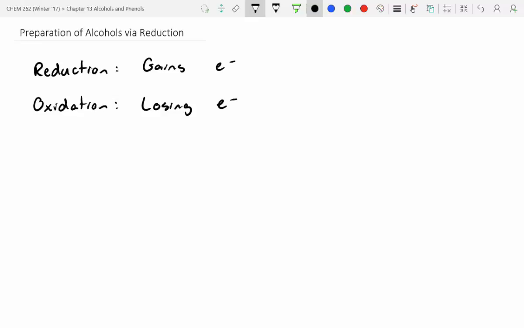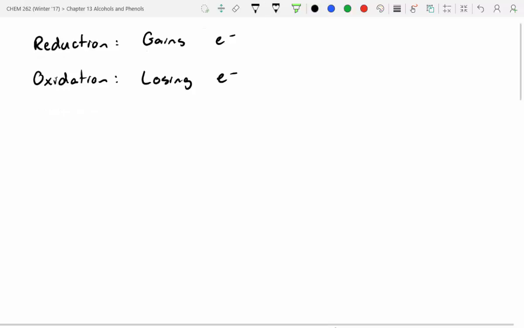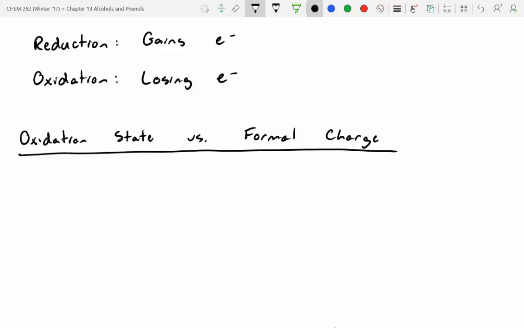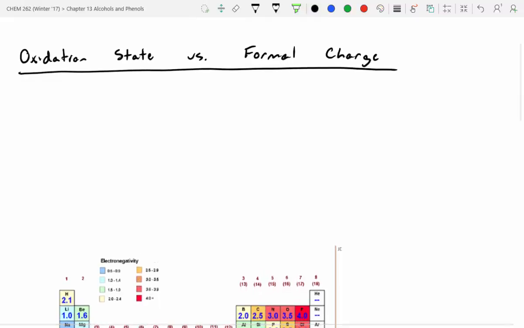So we're going to talk about this in relation to formal charge. We spent most of the last term drilling in formal charge. However, oxidation state is equally as important. So let's do this. I'm going to give you guys a compound. First one is methanol, and I'll show you guys the trick for determining the oxidation state.